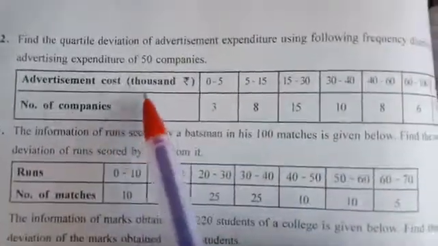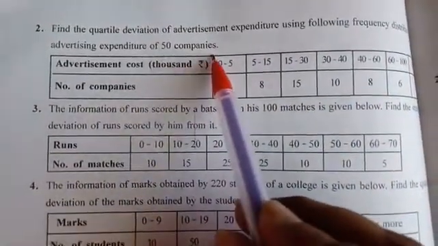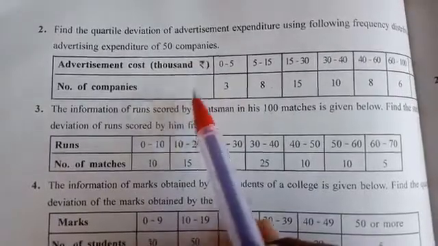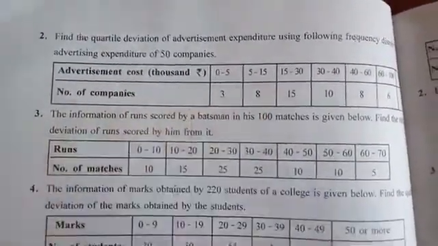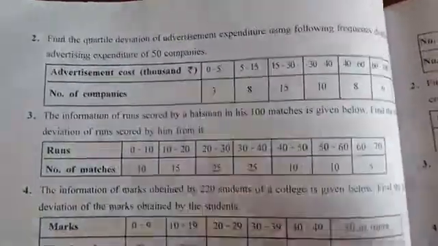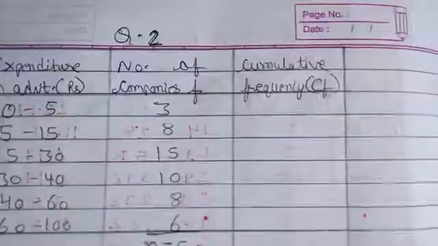Now second question, find the quartile deviation of advertisement expenditure using the following frequency distribution of advertisement expenditure of 50 companies. A continuous frequency distribution is there. Advertisement cost and number of companies, that is F, is given to us, and we have to find quartile deviation. So Q1 and Q3 first we have to calculate.